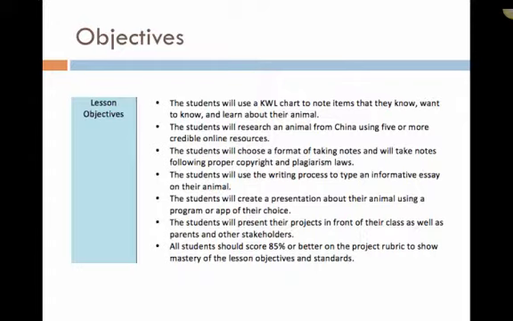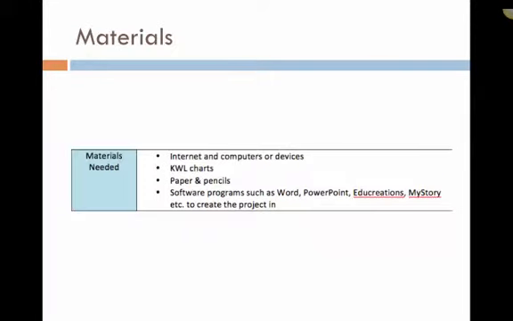And then I also added in a survey, and on the questionnaire, I want them to get at least 6 out of 7 questions right. And I'll explain that as we go through it. Materials needed, obviously internet, computers, or devices. KWL charts, however you want to do that. I did some together when we did it whole class.